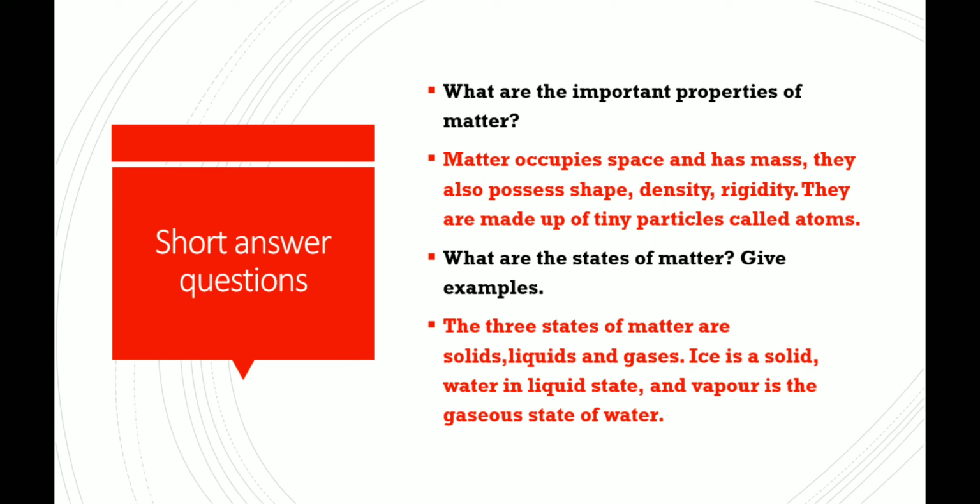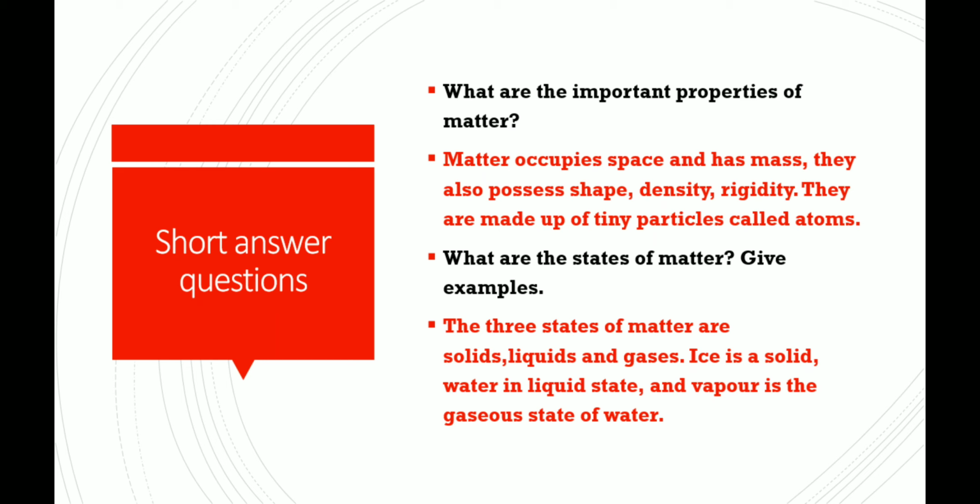The next is G1, the question, short answer questions. The first question goes like this. What are the important properties of matter? Matter occupies space and has mass. They also possess shape, density, rigidity. They are made up of tiny particles called as atoms.